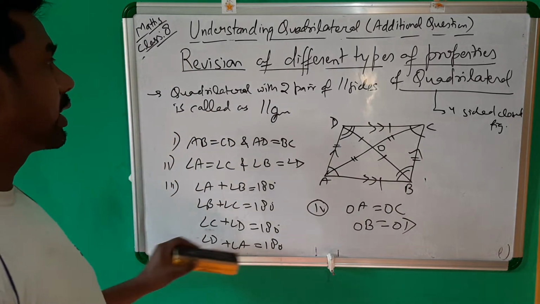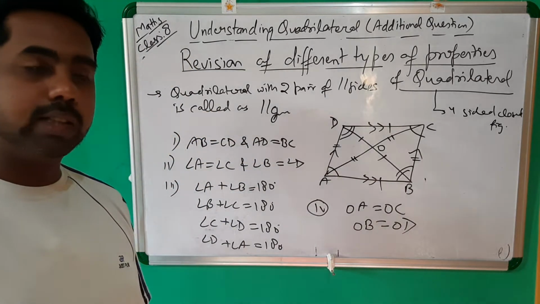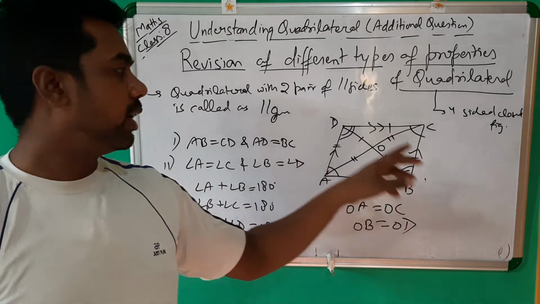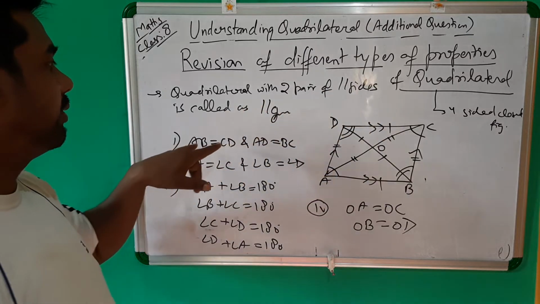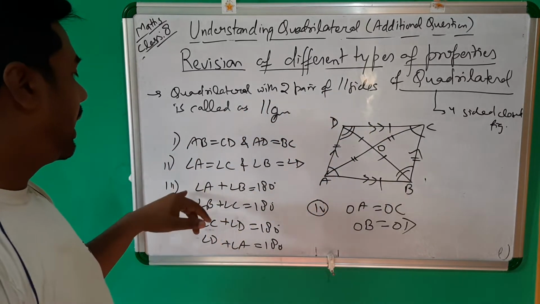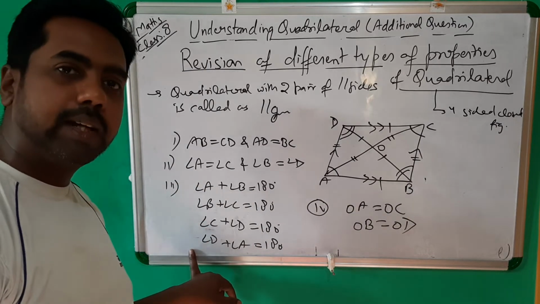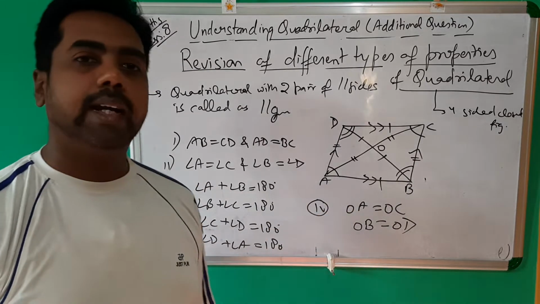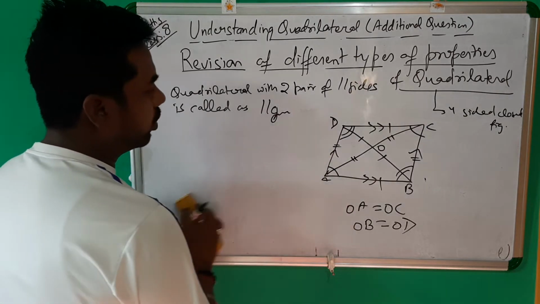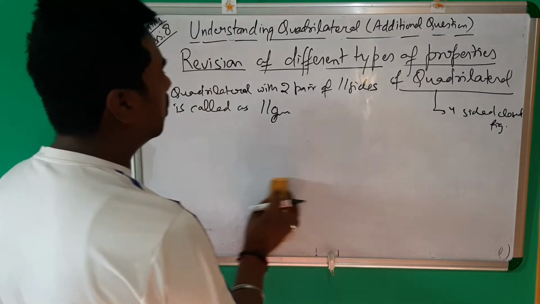So a quadrilateral with two pair of parallel sides is called a parallelogram, whose opposite sides will always be parallel. And the properties of the same will be: opposite sides are equal, opposite angles are equal, the sum of adjacent angles is equal to 180, and diagonals bisect one another. This is the second quadrilateral, which we call a parallelogram.